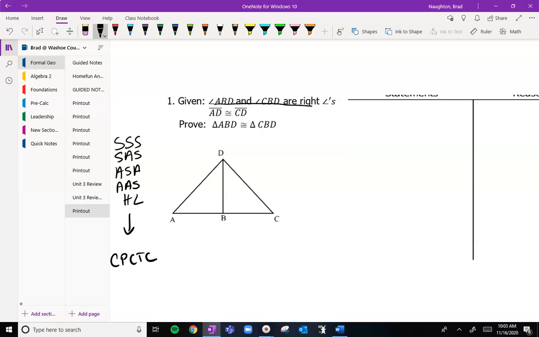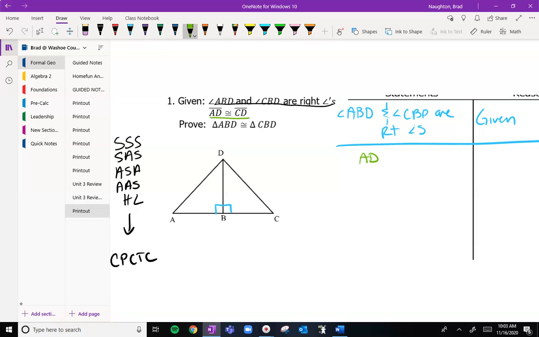So it says right here to start that angle ABD and angle CBD are right angles. That's given, so we'll go ahead and put that in there. And then it's going to tell me that AD is congruent to CD, and that's also given. So AD is our hypo, so I'm going to put hypo right here, just to keep that in mind.